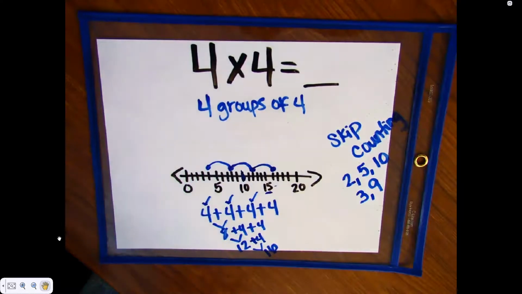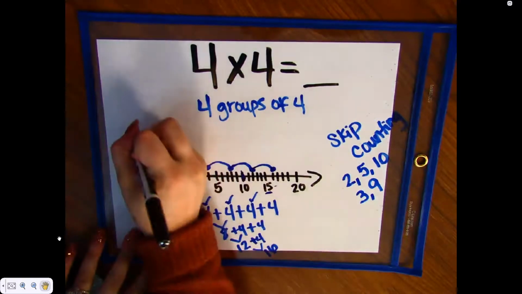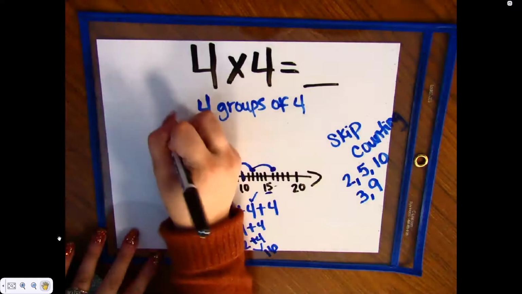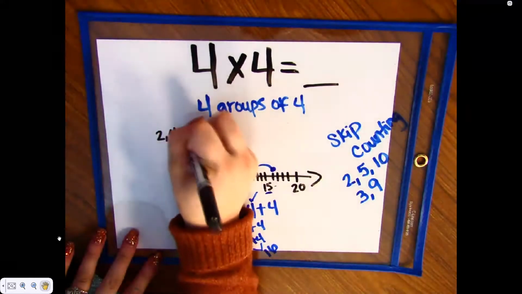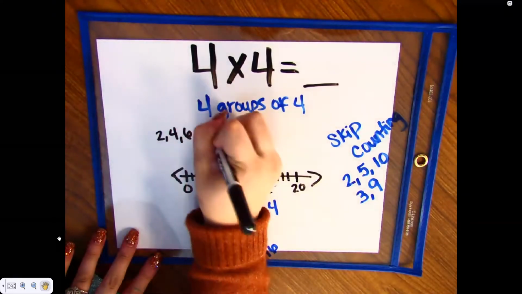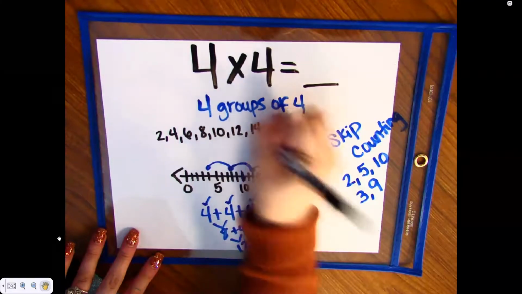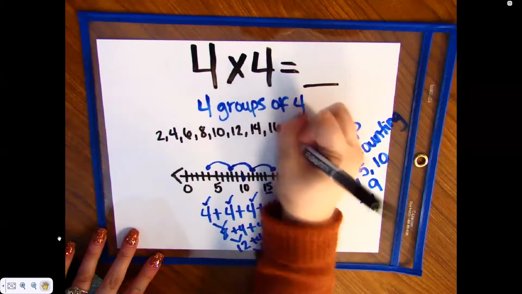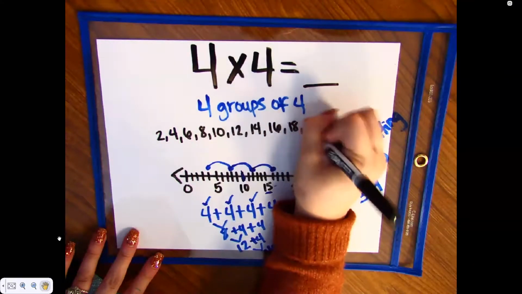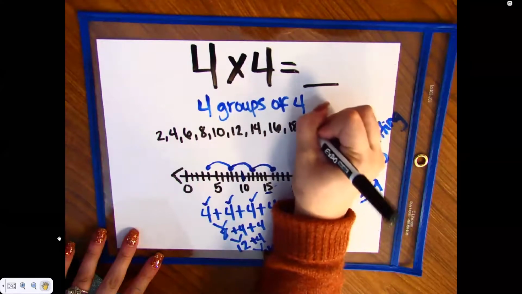2s, right? I probably should skip count by 2s. So I'm going to start skip counting. 2, 4, 6, 8, 10, 12, 14, 16, 18, 20. Okay, and then I'm going to stop at 20.